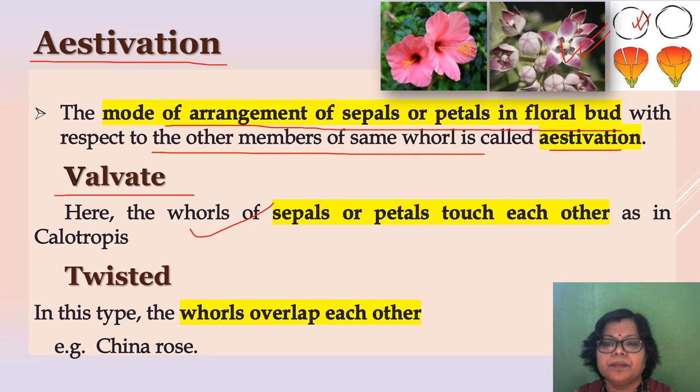Now the twisted. Here the sepals or the petals partially overlap each other. This margin is overlapped by this one in a twisted manner. That is, this side is overlapped by this one, and this side is responsible for overlapping this one. And this margin is overlapped by this one and it is responsible for overlapping this one. So the margins are overlapping. Okay, this type of aestivation is known as twisted. One overlaps the other. One margin gets overlapped by the other. Clear? So in this way, that is twisted.